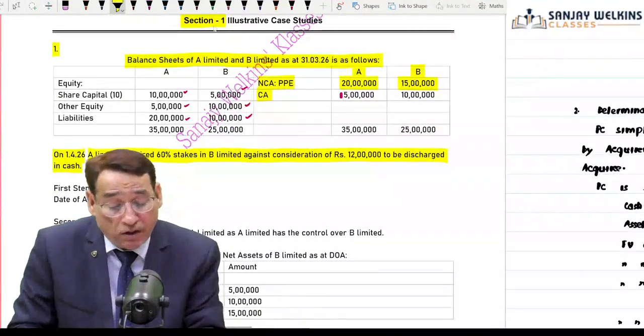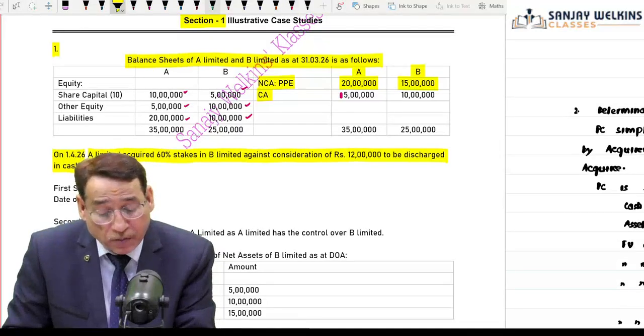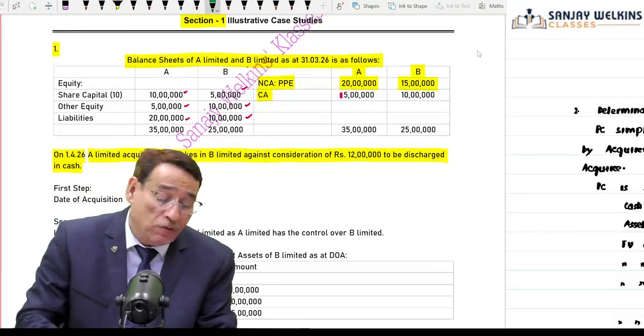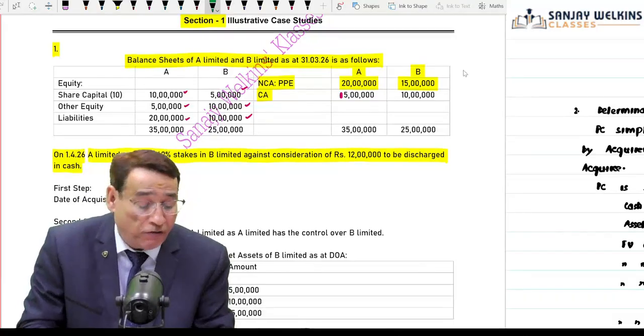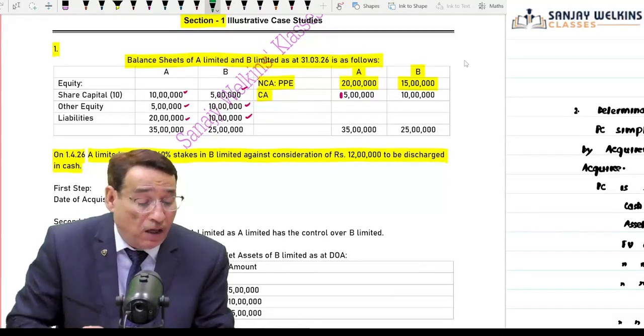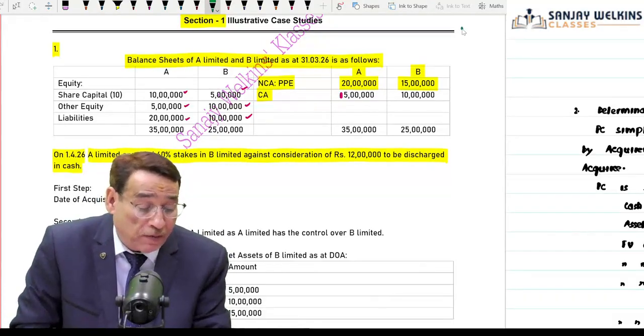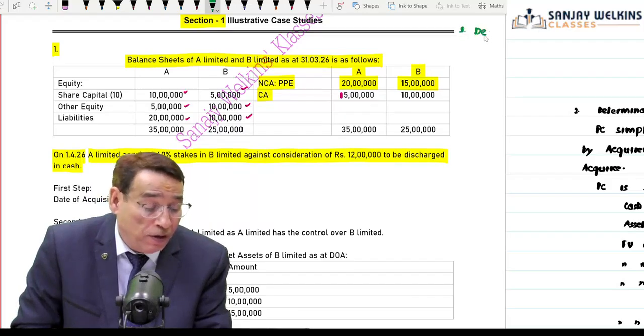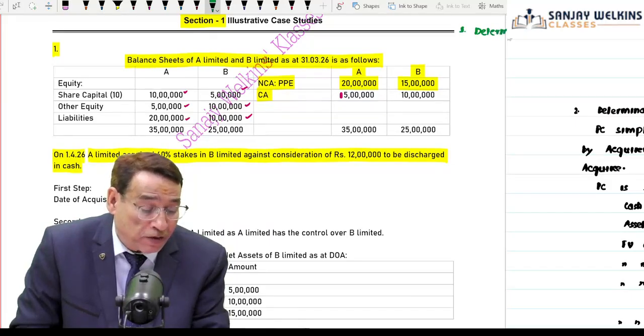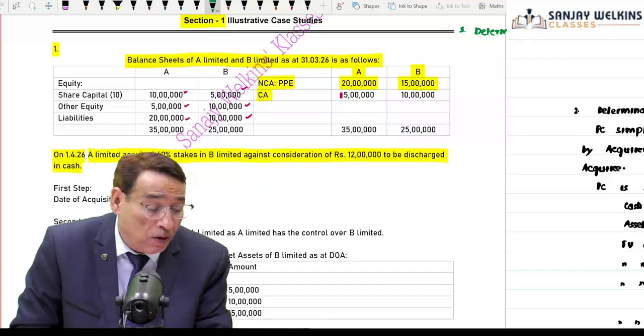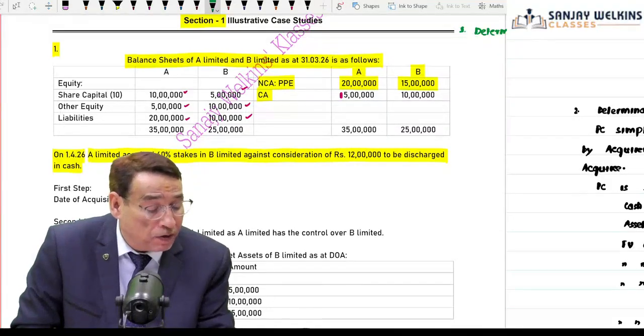Okay. Now, in order to understand this particular question, first of all, you need to understand 2-3 very important things whenever you start the question. I've already told you your first step is determination of acquirer, although you need not do this much mental stretching. Determination of acquirer, accounting acquirer.